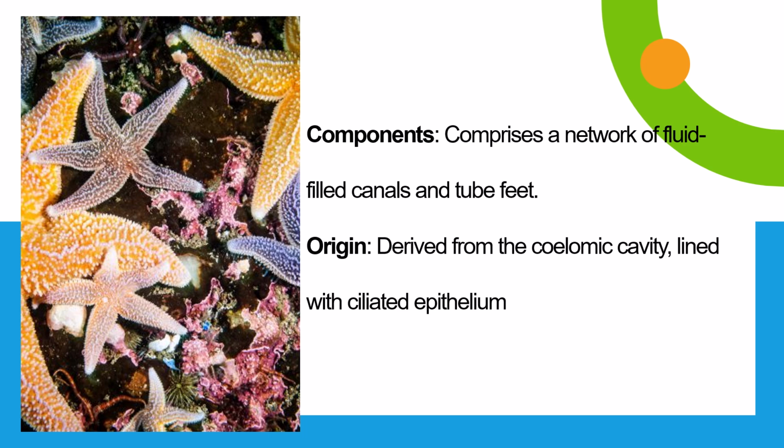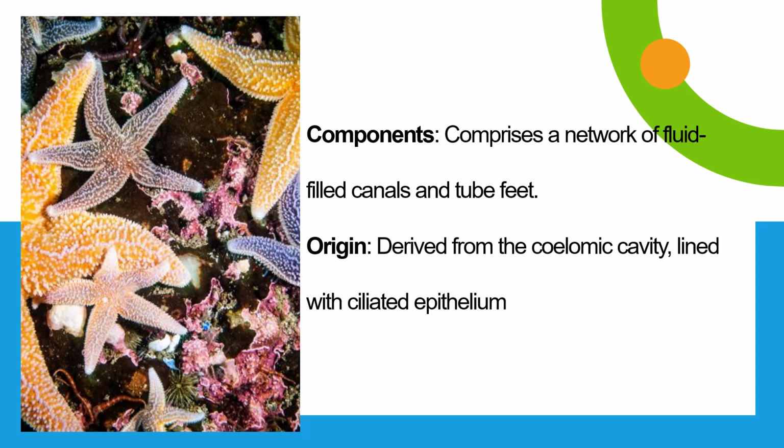Now the story begins. Components. What are the components present in the water vascular system? It comprises fluid-filled canals and tube feet. If you see the water vascular system in a starfish or in echinoderms, you find a network of fluid-filled canals. What are those canals and what are the tube feet? We will see in the next slide. It originates from the coelomic cavity lined with ciliated epithelium.